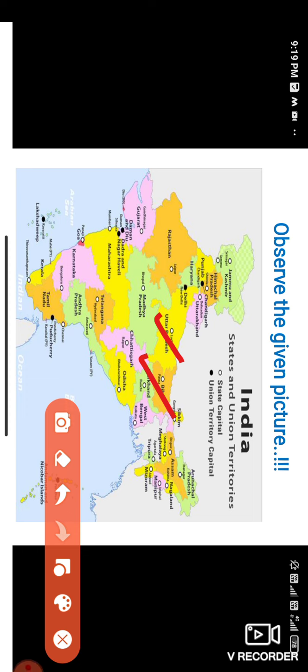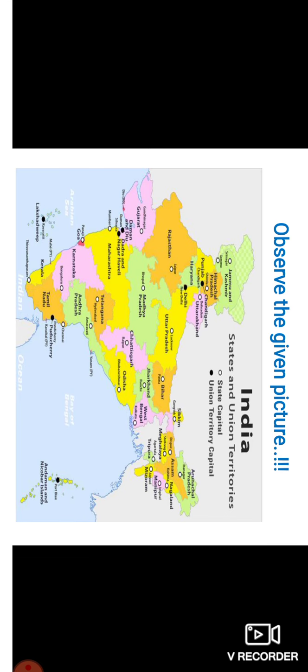The Arabian Sea shares a border with Gujarat, Maharashtra, Goa, and the western part of Karnataka and Kerala as well. So you see the states: 1, 2, 3, 4, 5. Five states are joining the Arabian Sea.